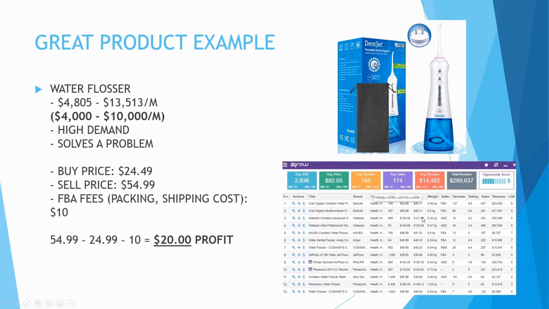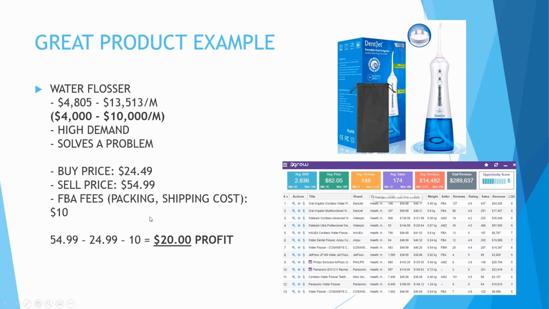Now you can actually see here, by looking at the sale price and the net, we've got $54.98 and $45. And then you're looking at around $10, and that's what the fees would be, because FBA fees are fulfillment fees, that's packing and shipping costs. That's for Amazon packing it for you and shipping it out to the customer. So that's about $10. So we've got to take the sell price, take away the buy price, and then take away the fees. We're left with about $20 profit.